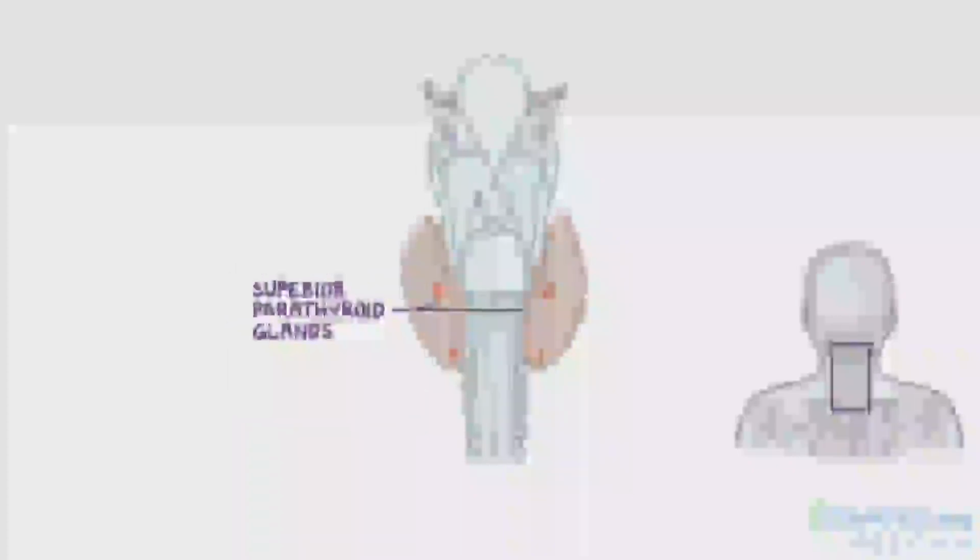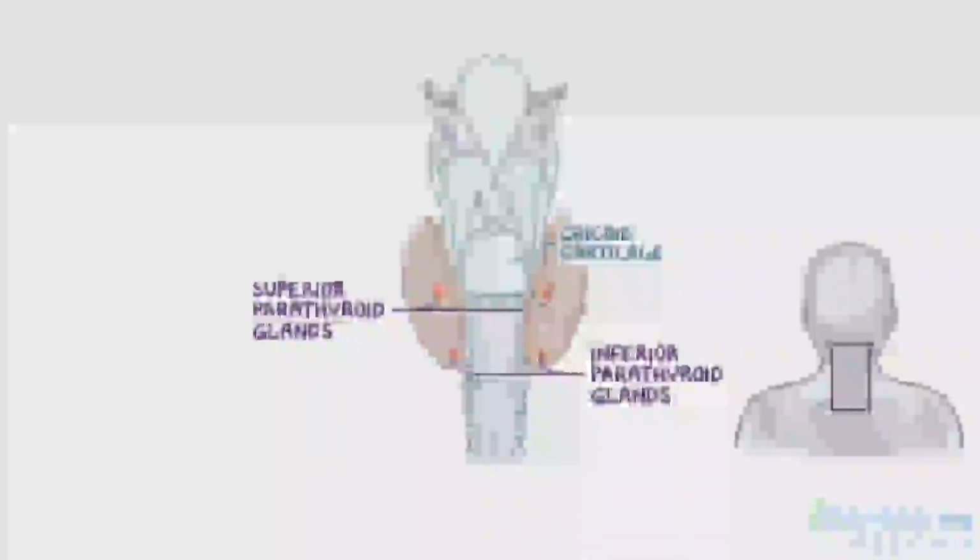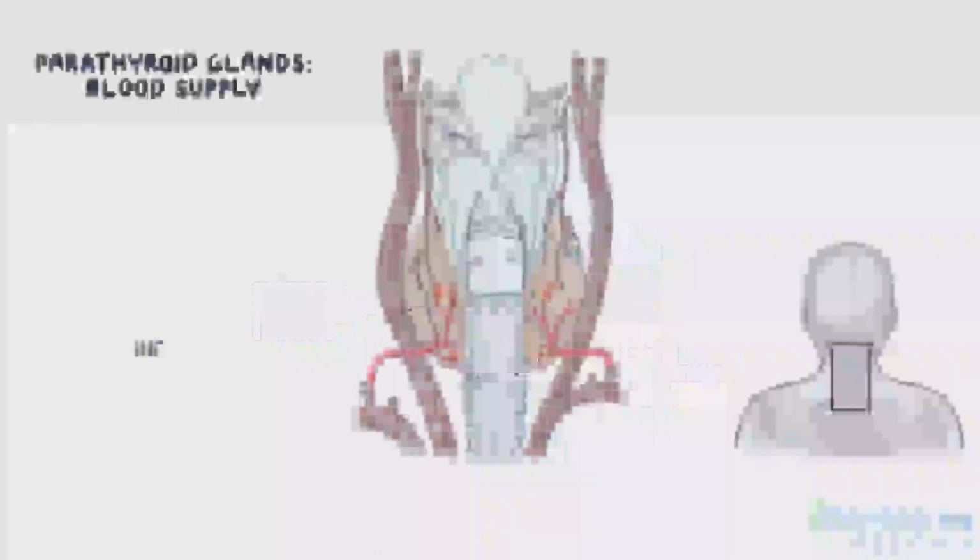The superior parathyroid glands are located at the level of the inferior border of the cricoid cartilage, and the inferior parathyroid glands are located near the inferior poles of the thyroid gland. But again, this may vary. The parathyroid glands are supplied by branches of the inferior thyroid artery, since this artery is the main blood supplier of the posterior aspect of the thyroid gland.